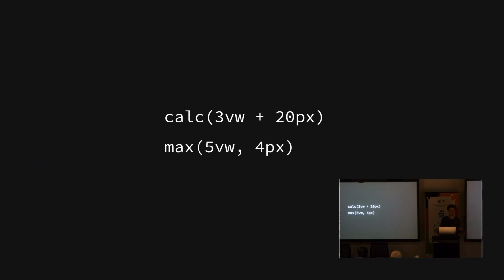And we've got calc and max. These have excellent browser support. Everything I've mentioned has very good browser support, except for a few typography units. So calc, you can do this live in the browser. You can combine viewport units with pixels together in the same declaration. Or you can pick the maximum of two values live in the browser. You can say, I want either 5 VW, so the viewport width, or 4 pixels, whichever's larger, and the browser will pick for you.